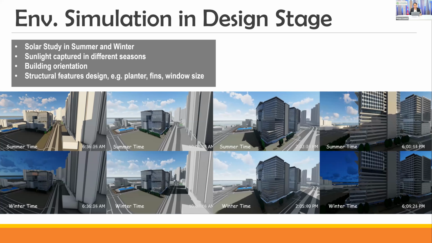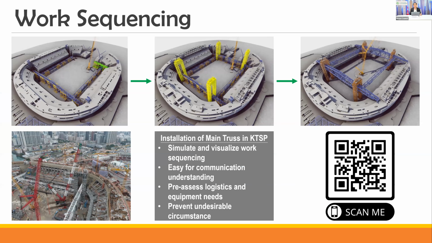BIM is a good tool to demonstrate the construction sequence. We can use BIM to make computer movies and examples to demonstrate the construction sequence to the project teams. Here is an example of the installation of the main truss in Kai Tak Sports Park. The main truss is a huge steel structure. BIM can simulate and visualize the work sequence. It can be easier to understand for the project teams. In the BIM models, we can trial the logistics and lifting of the main truss. If you're interested, you can scan the QR code to see how project teams install these trusses.